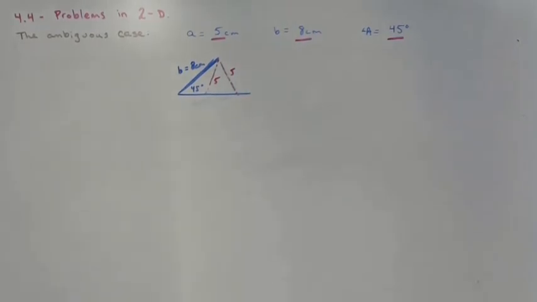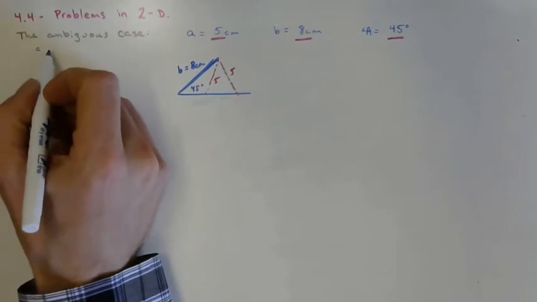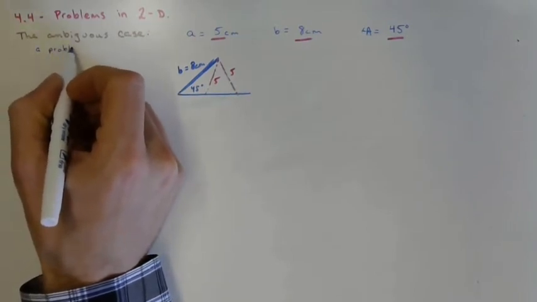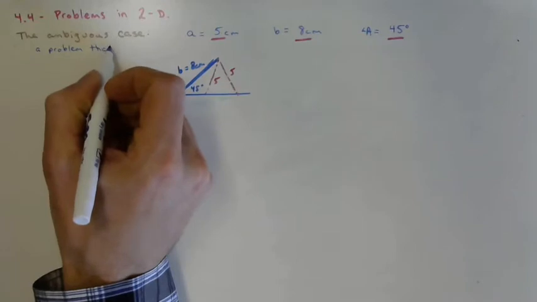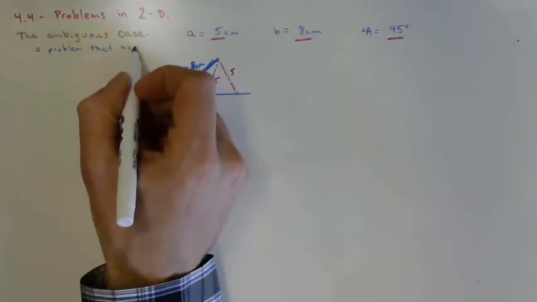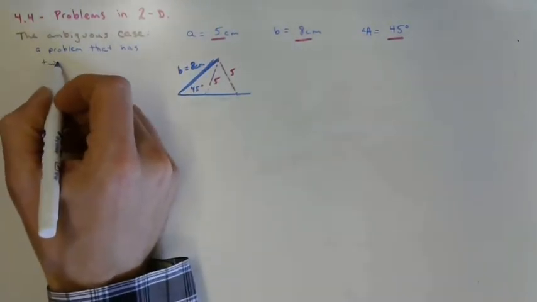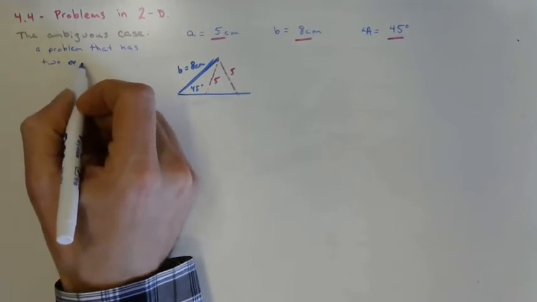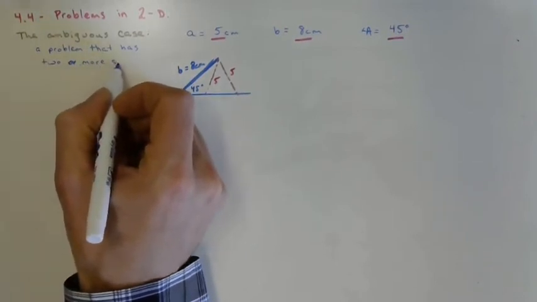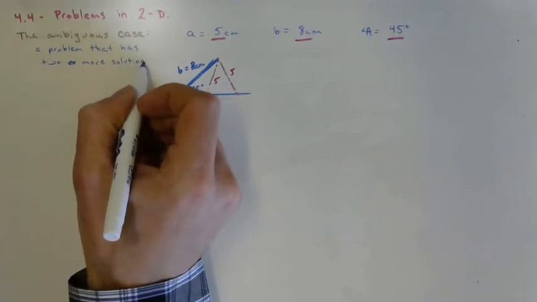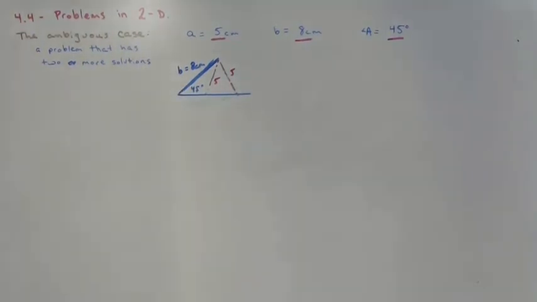So a definition for the ambiguous case: this is a problem that has 2 or more solutions. A problem that has 2 or more solutions. We're going to run into that in this lesson, and you're going to have to choose the correct answer or come up with both answers. What else do you have?